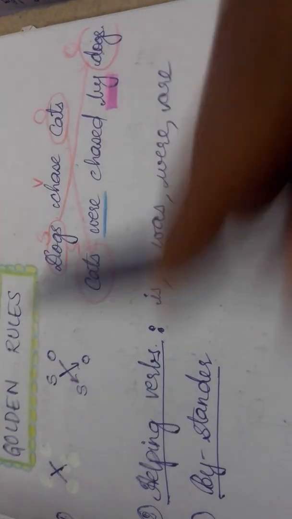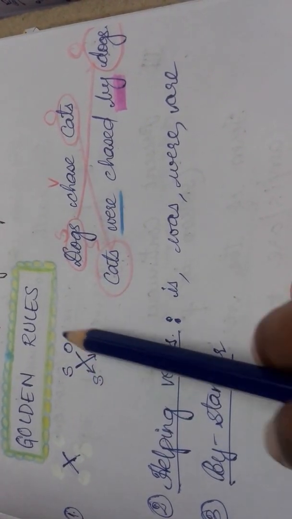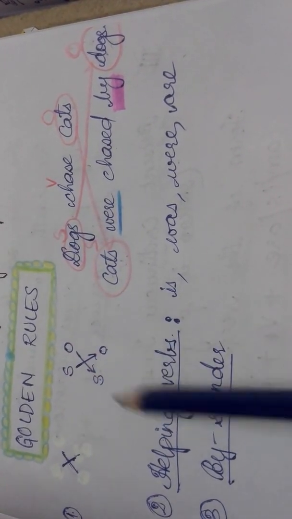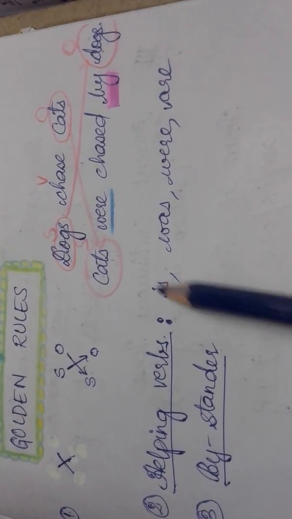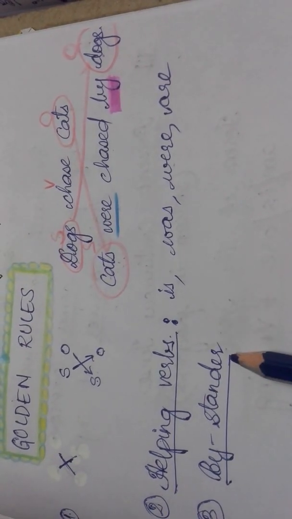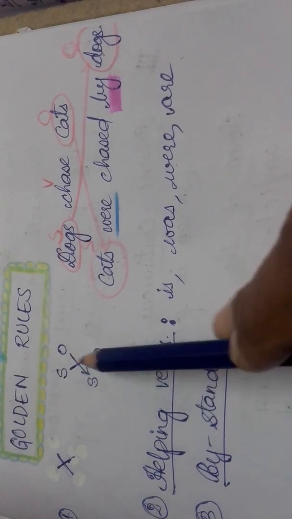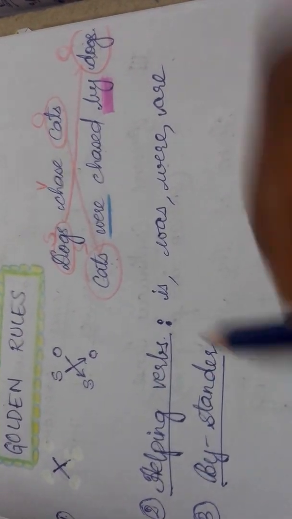Now let us learn the 3 golden rules. The 3 golden rules are X, that is subject will become the object and object will become the subject. Helping verbs like is, was, were, are added in the passive voice sentence. Bystander, that is by, is going to be added. 3 things you have to remember. One is X, next is helping verbs, then next one is bystander.